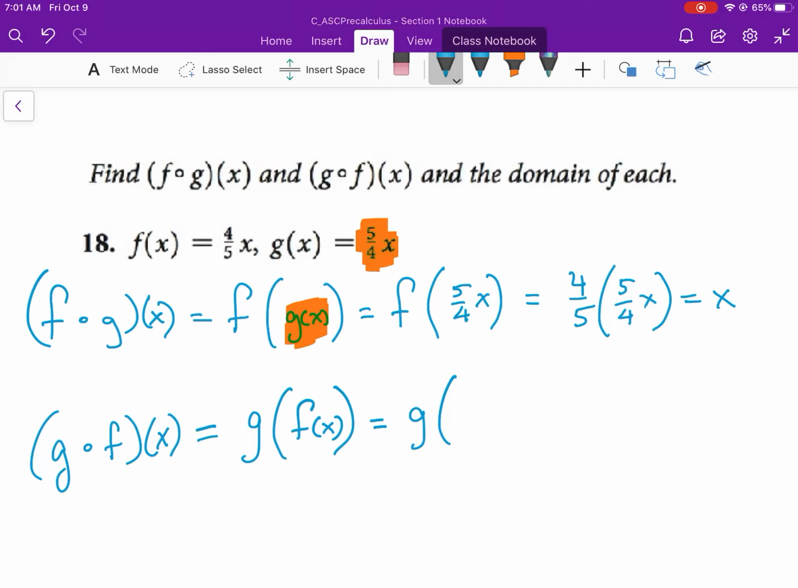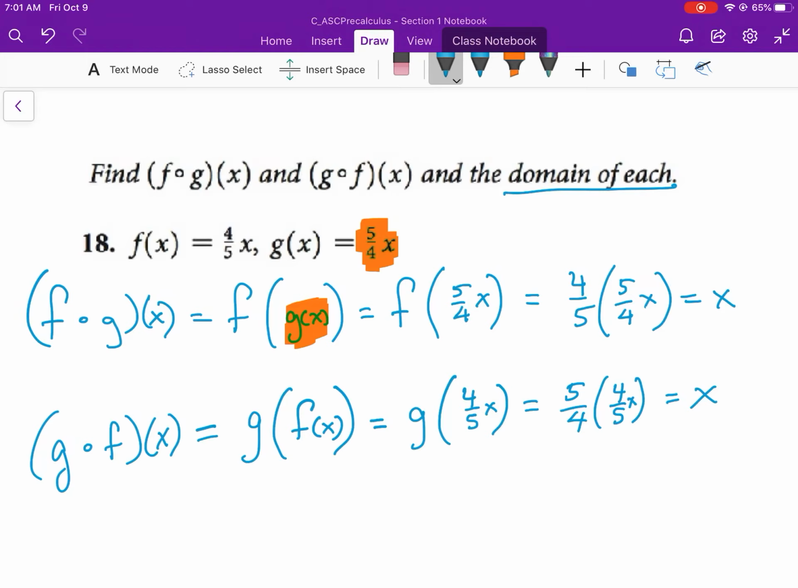So now I have g of f is 4/5 x. And now g says to take 5/4 times whatever's in parentheses, which is 4/5 x, and notice I get x back. Okay? Now, I have to find the domain of each.